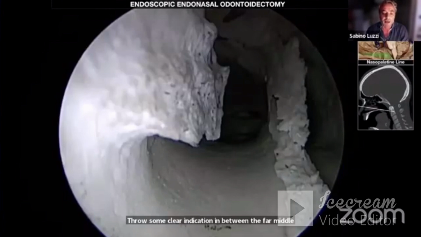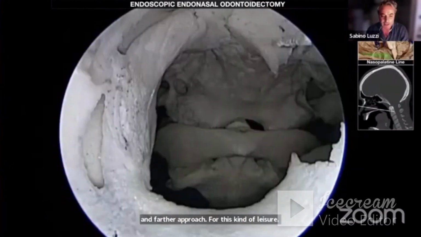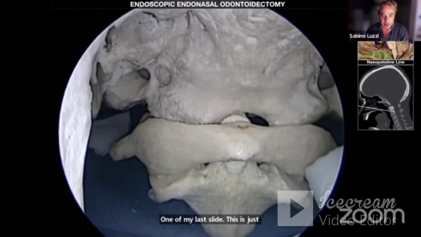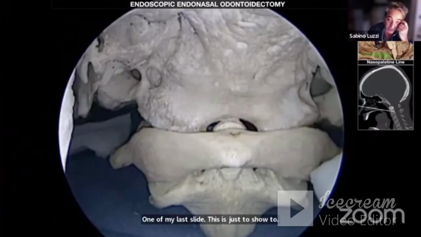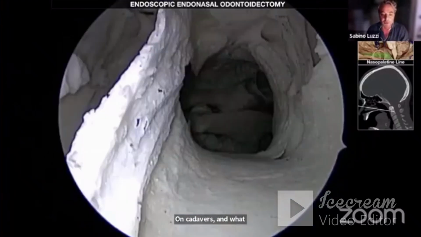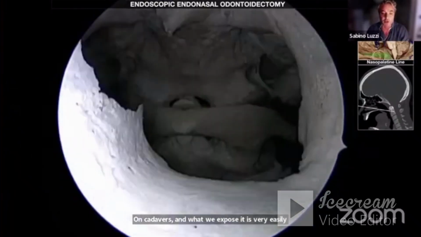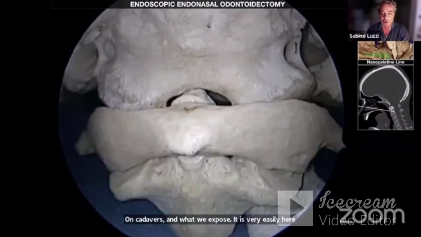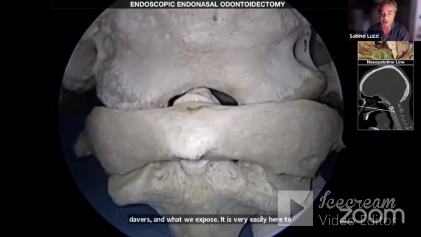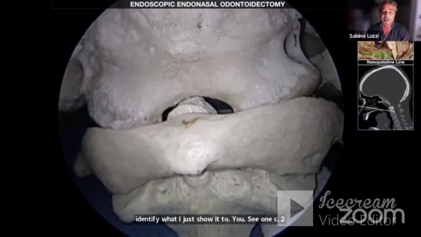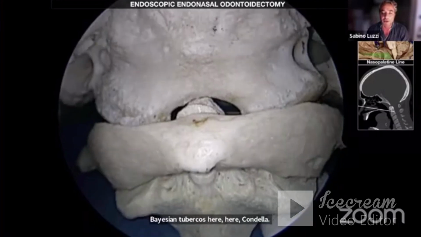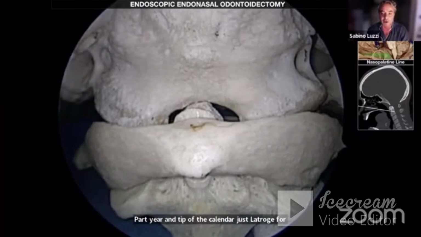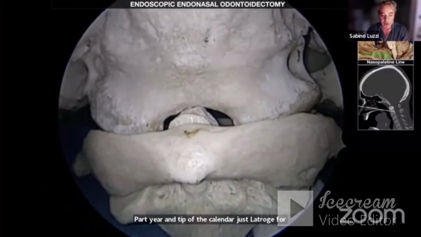This is one of my last slides. This is just to show on cadavers what we expose. It is very easy here to identify what I just showed to you: C1, C2, basion, pharyngeal tubercle, supracondylar groove, jugular tubercle area here, condylar part here, anterior tip of the condylar, just lateral jugular foramen, and condylar canal here also below and inferiorly, and whatever you want.